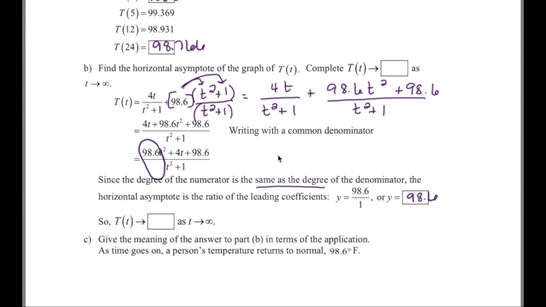So our temperature is approaching 98.6 as our time is approaching infinity. This tells me that as time goes on, a person's temperature will return to normal. So as time moves to infinity, regardless of the illness that's happening, we will continue to return back to our normal temperature of 98.6. And a graph would verify that as well. And this concludes our lesson on rational functions and their different properties.